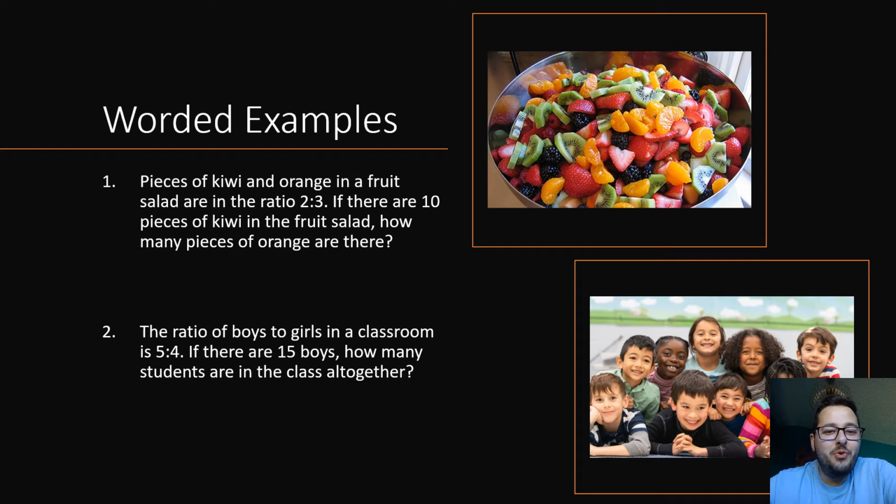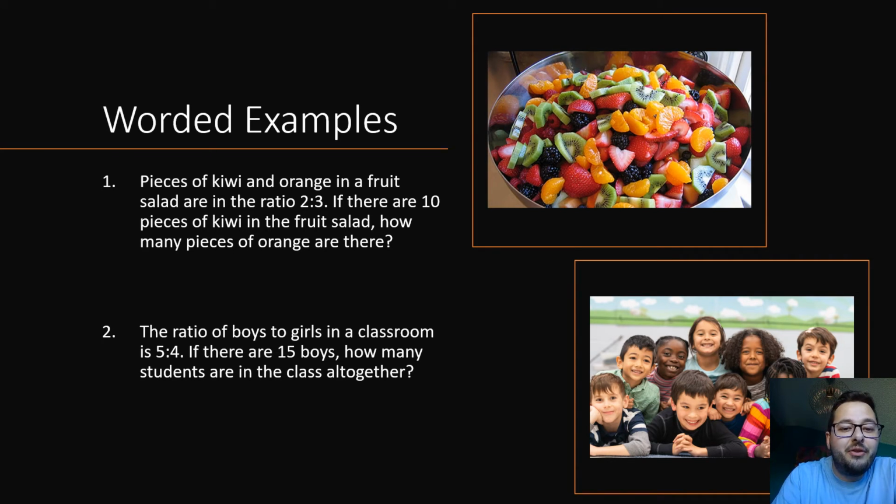Here are a few worded examples. Feel free to pause the video and try them yourself. Otherwise, we'll do them together. Number 1, pieces of kiwi and orange in a fruit salad are in the ratio 2 to 3. If there are 10 pieces of kiwi in the fruit salad, how many pieces of orange are there?